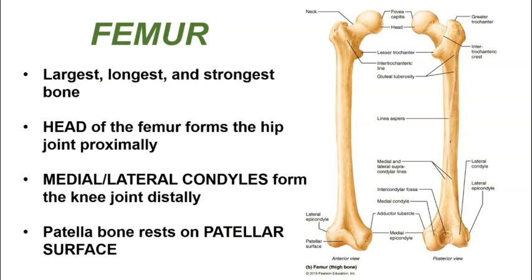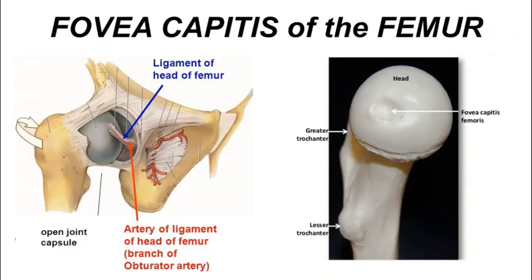If we turn the femur medially and look at the head of the femur, we see this small indentation called the fovea capitis. The fovea capitis is the site of attachment for a ligament that helps secure the head of the femur to the acetabulum of the hip bone. There's also a small artery called the obturator artery that enters the femur through the fovea capitis, and that artery is supported by the ligament that is there.